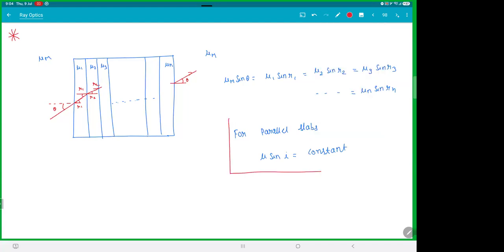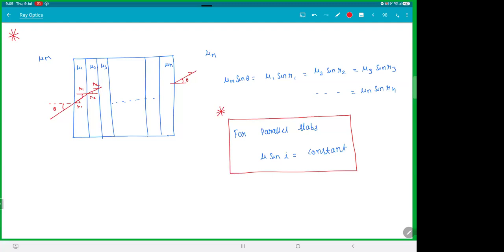That means if they give you 100 slabs and they ask you what is the deviation at the 50th slab, you need not do it for each and everything. Take one and take 50 directly and get the angle from there. Is this clear, everyone? So the refractive index of that slab and the incident angle on that slab, that product will always remain constant.